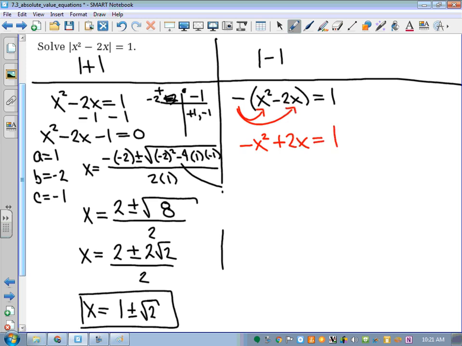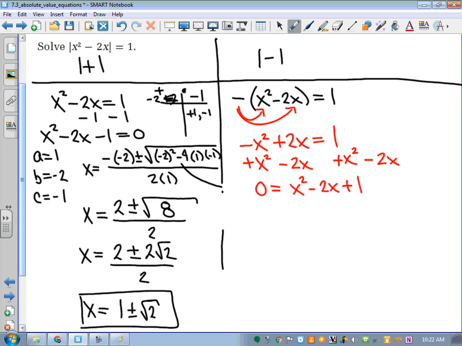We need to get one side equal to 0. It does not matter which side. So a lot of students just default to moving the constant over, subtracting 1 from both sides. But I really like having my x squared positive. So I am going to move all the variables to the right-hand side. And what I'm left with is that 0 is equal to x squared minus 2x plus 1.